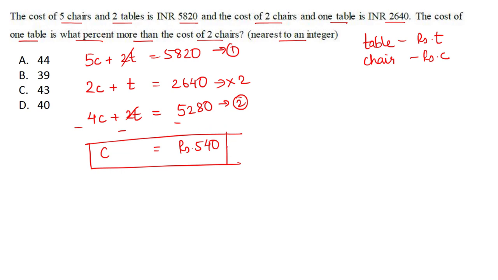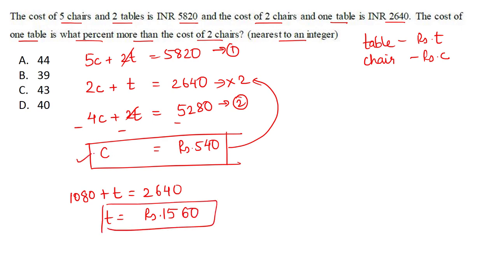Let's put this value into this equation. So, 2 into 540 comes out to be 1080, plus the cost of one table will be equal to 2640. From here, we are going to get the cost of a table as rupees 1560. This is the cost of one table. This is the cost of one chair.